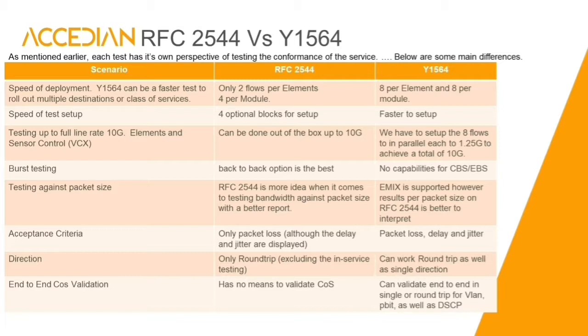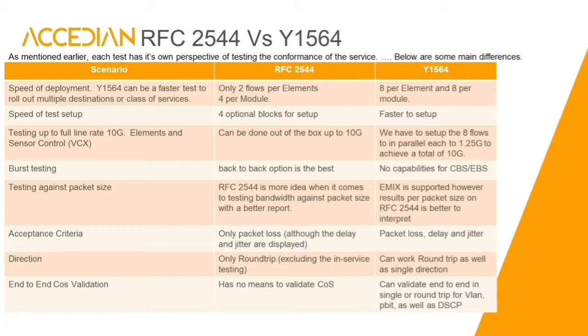When it comes to the direction of the test, RFC 2544 is a round trip test. So whether there is a bottleneck in the uplink or downlink, RFC cannot determine. On the other hand, Y1564 is a smarter test when it comes to single direction testing because it supports A to B versus B to A. This is the Accedian version of the Y1564, by the way.